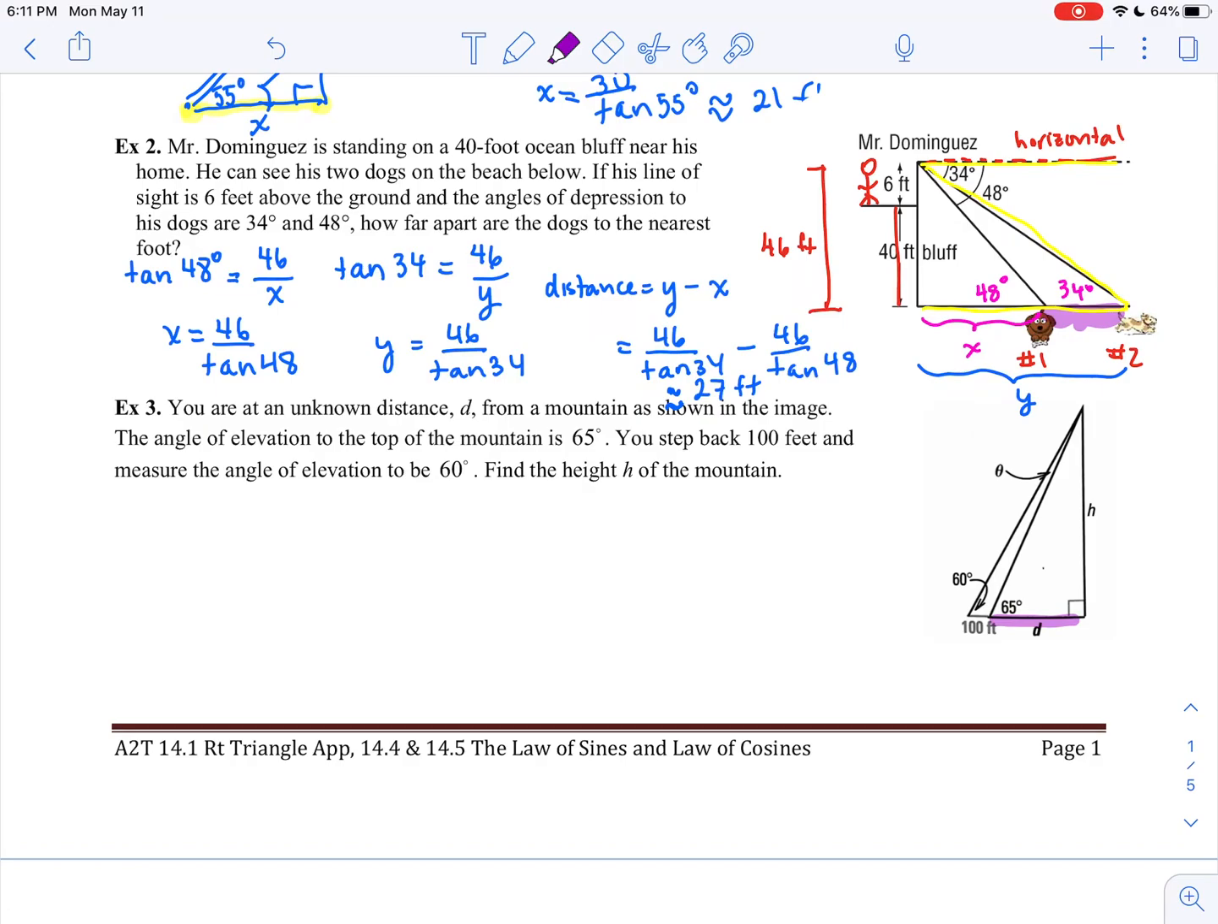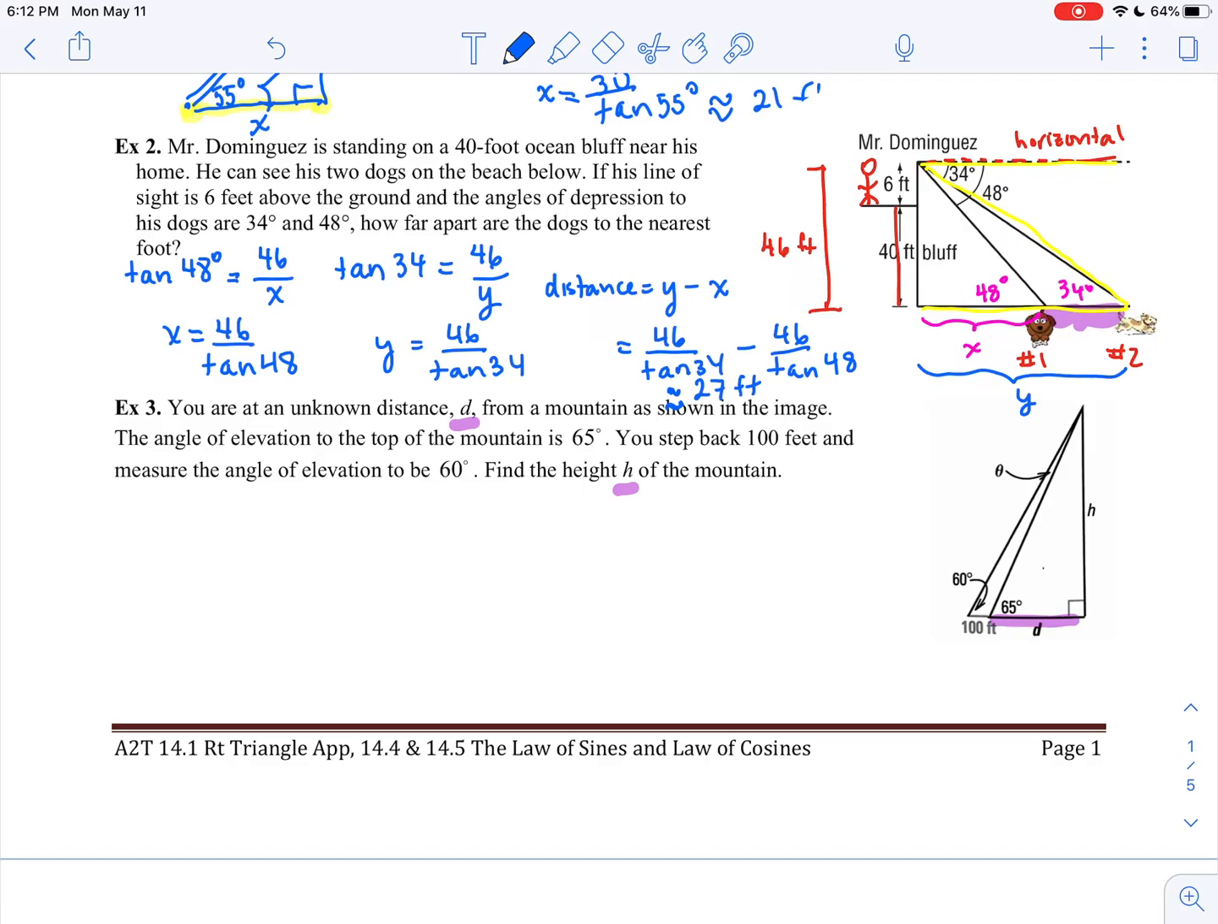You step back 100 feet and the measure of angle of elevation changes to be 60 degrees. Find the height of the mountain. So I see I have two unknowns. So anytime I have two unknowns, I should have two equations. So if I look at what I have here, I have two different right triangles.